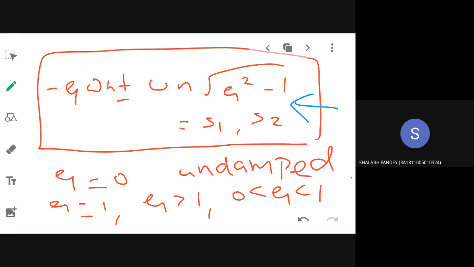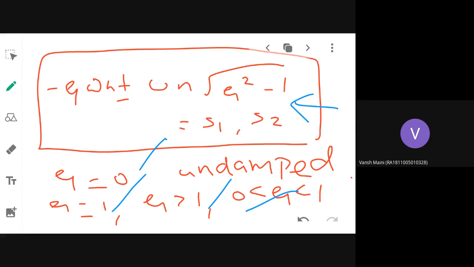Again you have to tell me what omega n is and what zeta is. Omega n is the undamped natural frequency. Zeta is the damping ratio. This zeta value may take any value: it may take 0, or 1, or greater than 1, or less than 1.